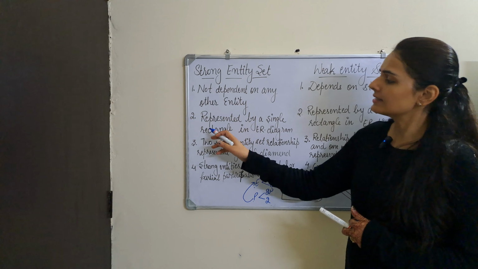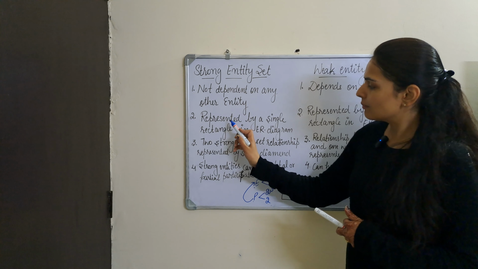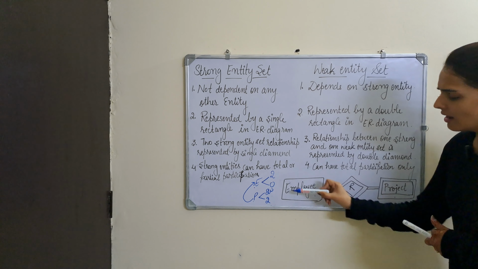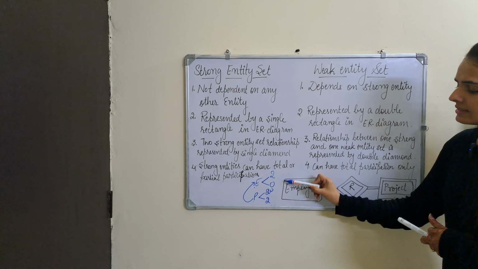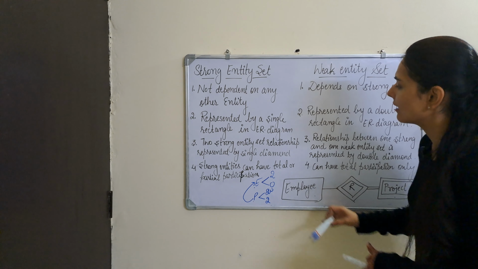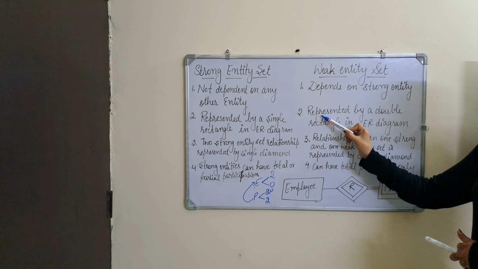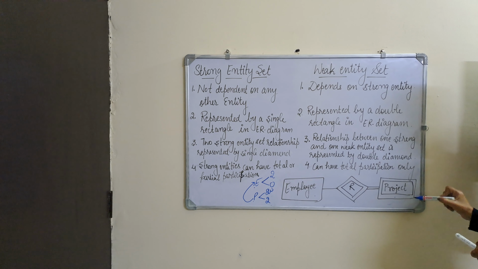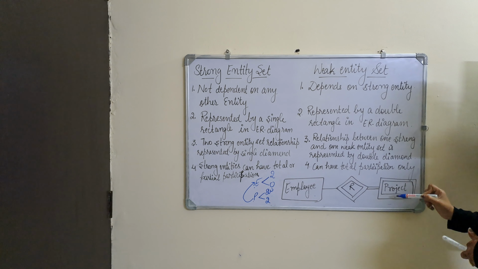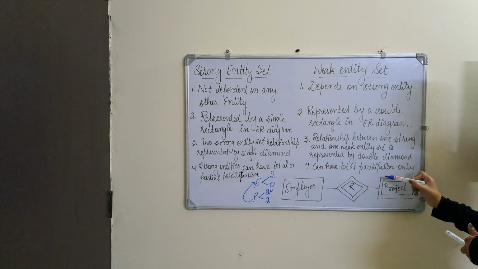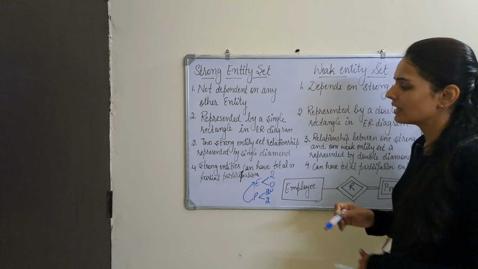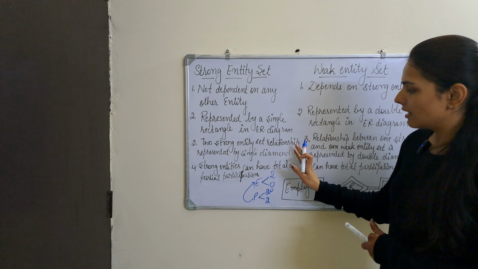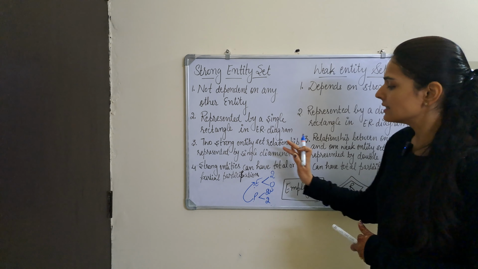Now, second point states that strong entity set is represented by a single rectangle in the ER diagram. So, we can see over here, the employee, that is strong entity set, is represented by a single rectangle. However, the weak entity set is represented by a double rectangle in the ER diagram. So, over here we can see the project, that is the weak entity set, is represented by a double rectangle.